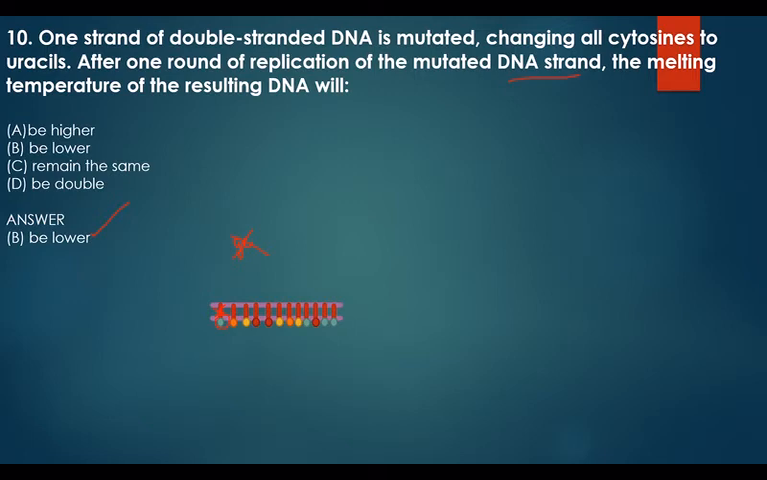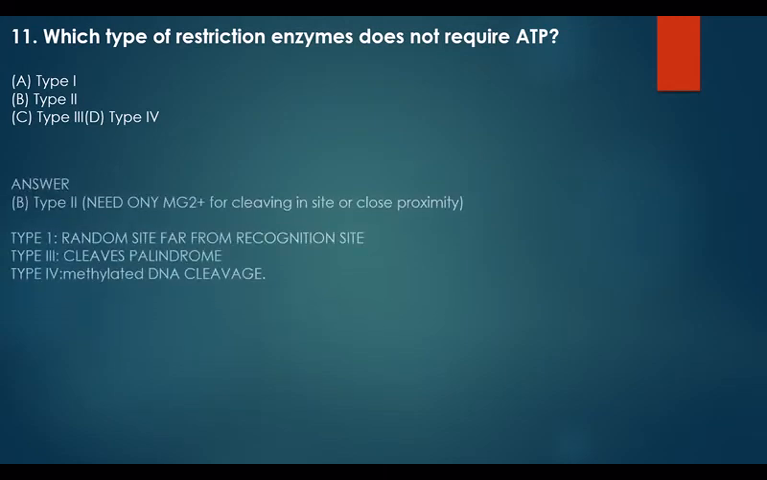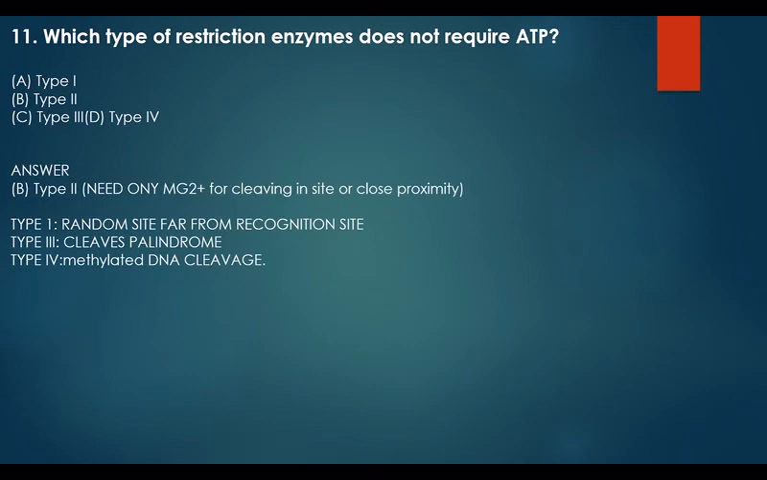Okay. So next is, which type of restriction enzyme does not require ATP? The answer is type 2. It needs only magnesium 2 plus for cleaving at the site in close proximity or cleaving at the site itself. The other three are different. Type 1 will cleave at a random site far from the recognition site.